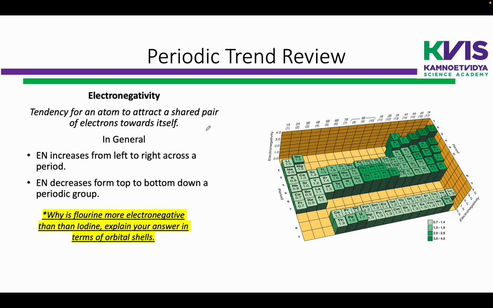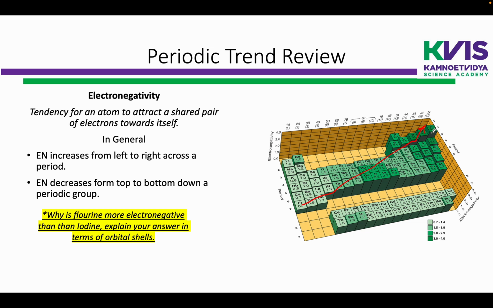The electronegativity is the tendency for an atom to attract a shared pair of electrons towards itself. In general, not always the case, because a lot of these orbitals can interact in different ways, and you might see some exceptions, right? Electronegativity increases from left to right across a periodic table and decreases from top to bottom down a periodic group, meaning the electronegativity increases left to right along the diagonal of the periodic table. So our most electronegative element is fluorine.